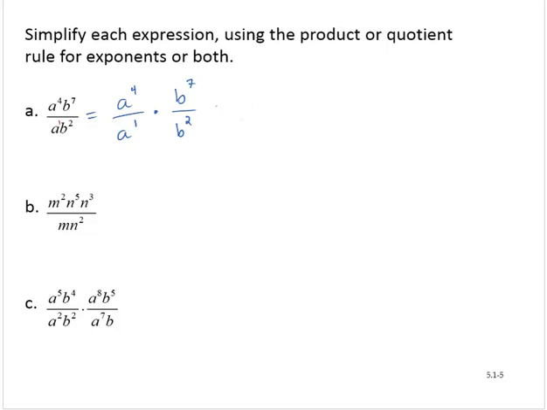Now, using the quotient rule, we could write this as a to the 4 minus 1 times b to the 7 minus 2. And more simply, that would give us a to the third times b to the fifth.